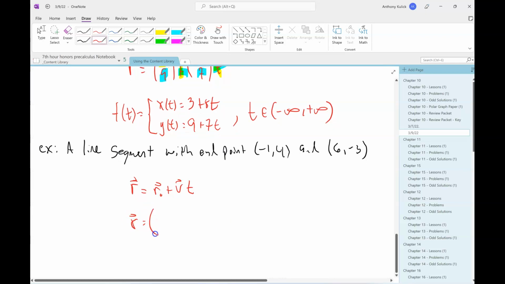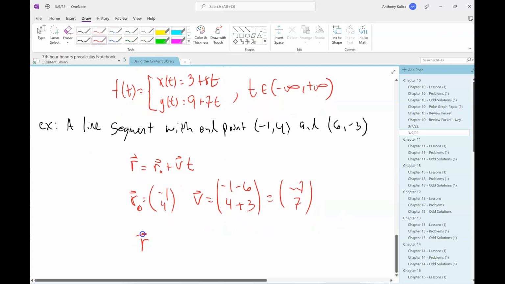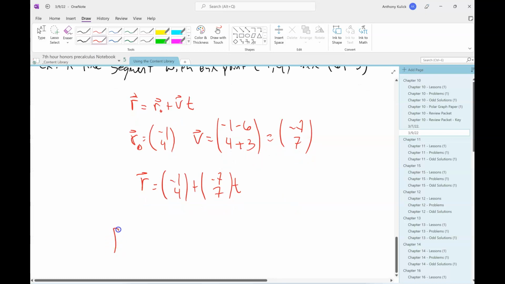So again, the r naught is a point vector, so I can use either point, doesn't matter. The direction vector is head minus tail. It doesn't matter which one I make the head and which one I make the tail. So there's my vector equation for the line. I translate this into my parameterization, where I parameterize that then.